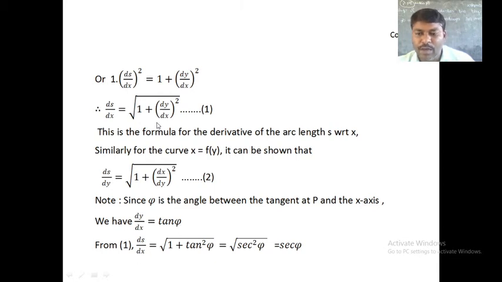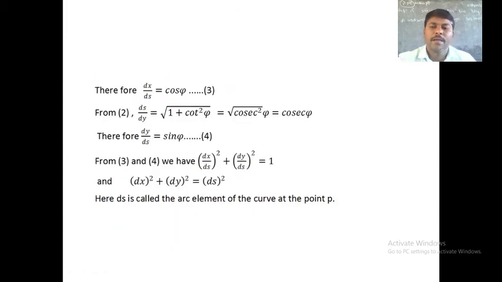From equation 1, ds by dx is equal to square root of 1 plus, here dy by dx is tan psi, tan square psi. So by the second identity, 1 plus tan square psi is secant square psi. Here square and root get cancelled, we get secant psi. Therefore, taking the reciprocal, dx by ds is equal to cos psi. Call this equation number 3.